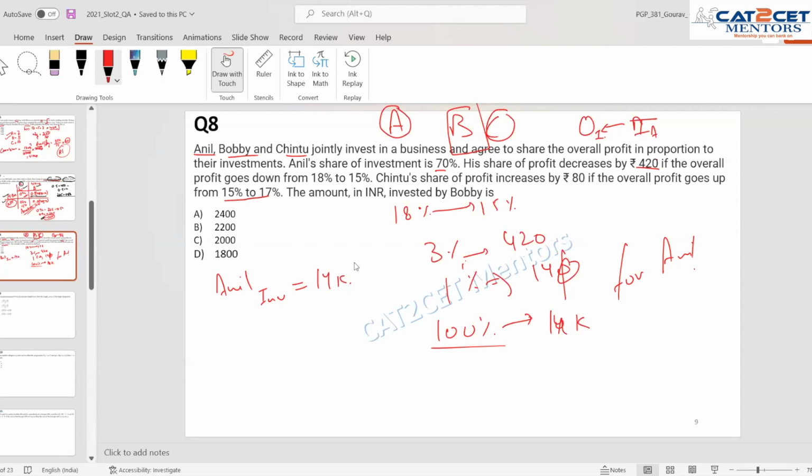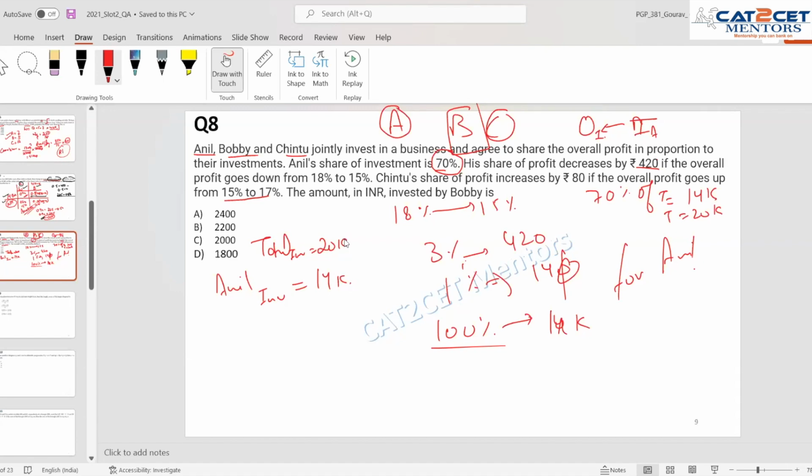Guys, is this clear to everyone? Great. And we know Anil's investment is equal to 70%. So if Anil's investment is 70%, that means 70% of total equals 14,000. So total will come out to be 20,000. Total investment equals 20,000. Abhijit, loss or profit, how does it matter to us? We know that for 1% variation, it equals 140.